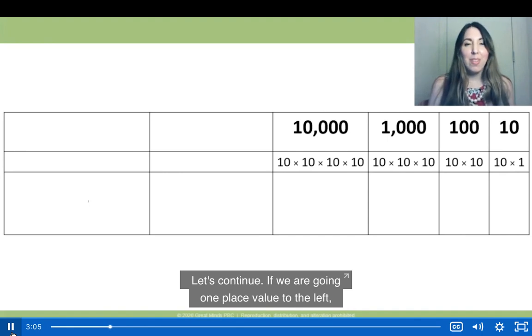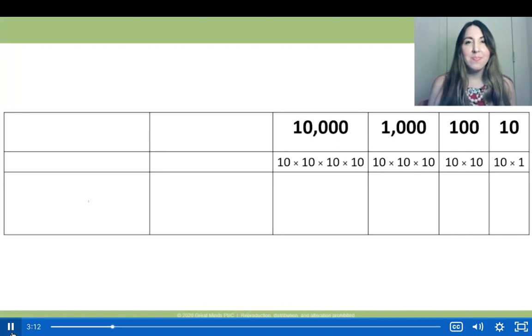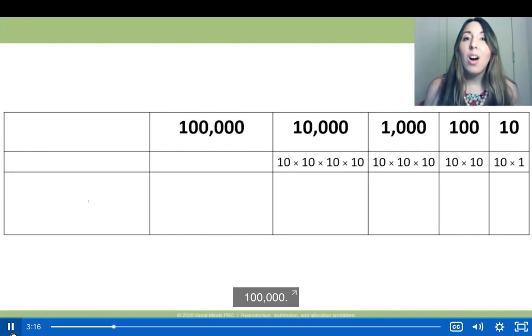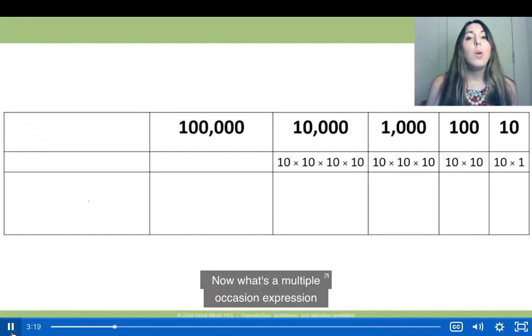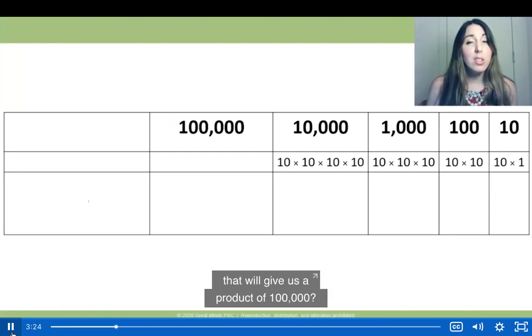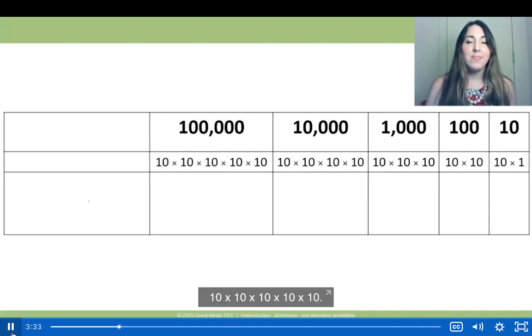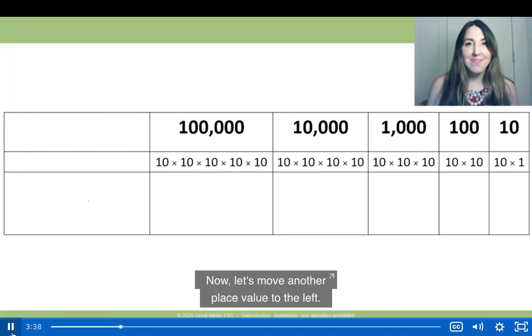Let's continue. If we are going one place value to the left, what do you think our next number will be? 100,000. Now, what's a multiplication expression using only tens as factors that will give us a product of 100,000? Ten times 10 times 10 times 10 times 10.